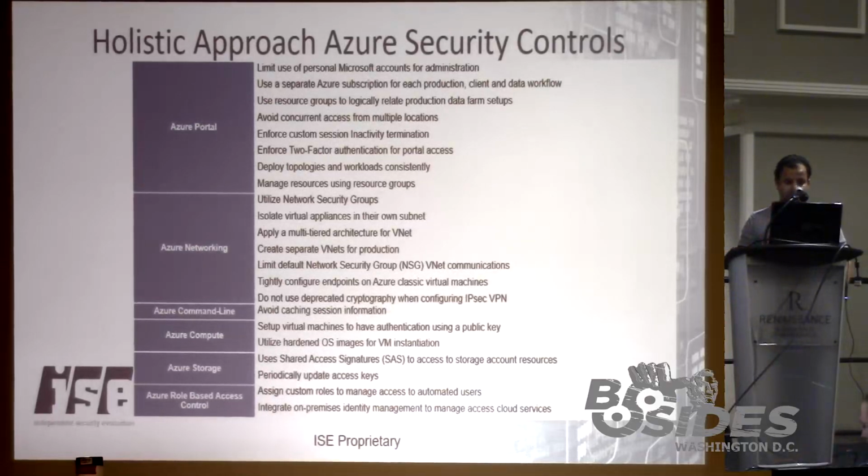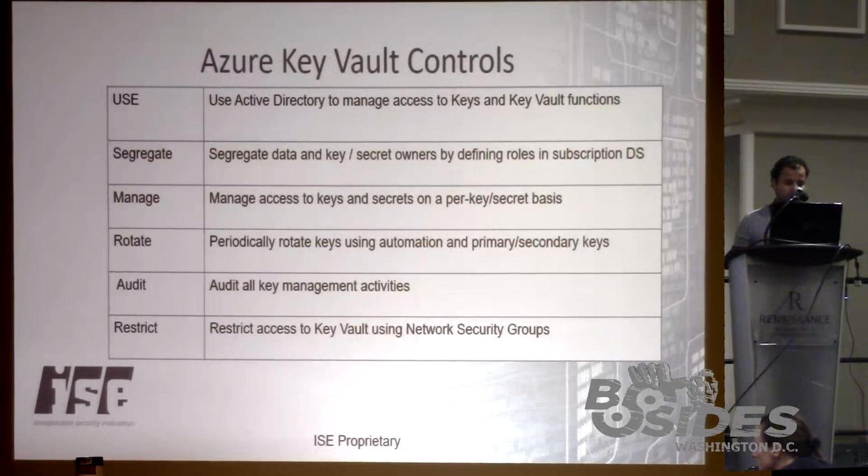We only have 1 minute, so we'll jump to the next slide quickly. As a control wall, like I said, use Active Directory to have RBAC, segregate data and key owners using directory services, manage access to secrets on key level pairs, rotate keys using automation, audit all activities, restrict access to key vault using network security groups and things like that.